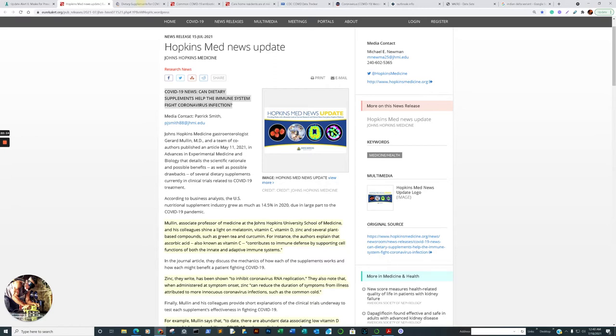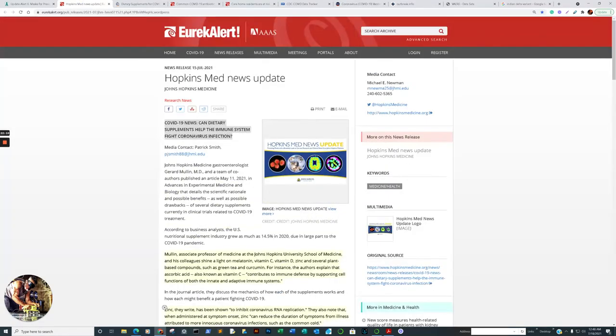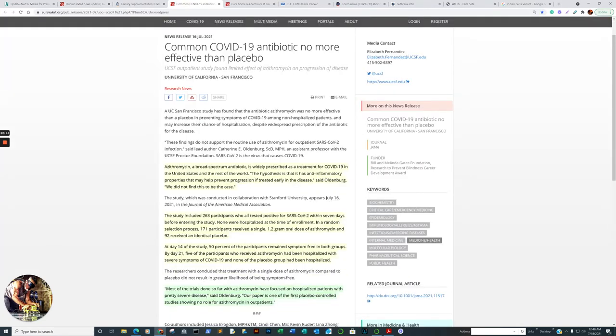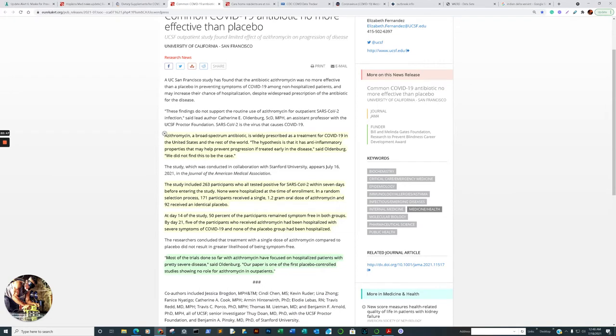All right. So again, I'll have the link to the abstract and, of course, this study here, which has a few more down below. But this is the one I wanted to focus on. Here it is. Just going to read through it. Common COVID-19 antibiotic no more effective than a placebo. Azithromycin, a broad-spectrum antibiotic, is widely prescribed as a treatment for COVID-19.